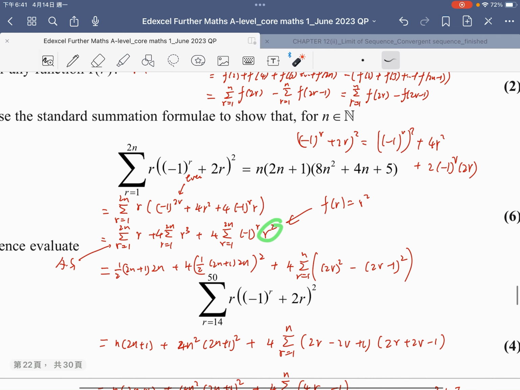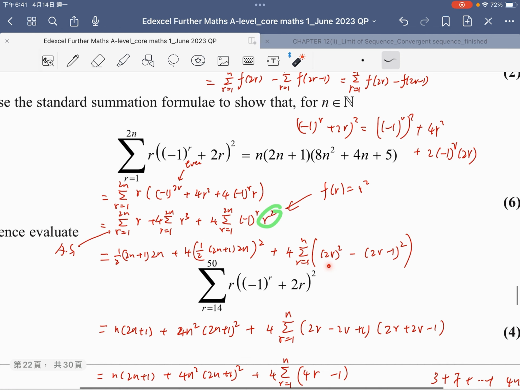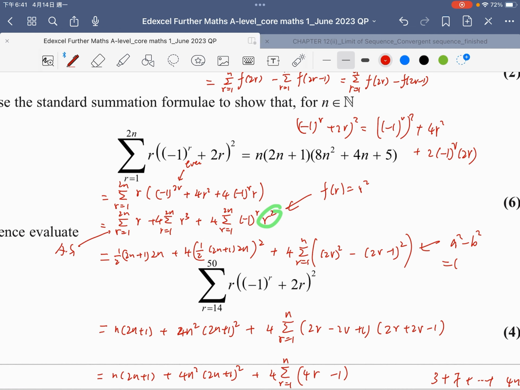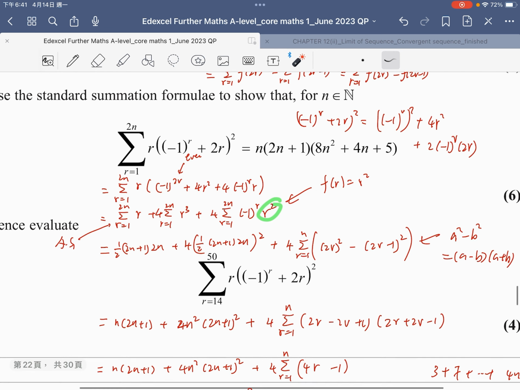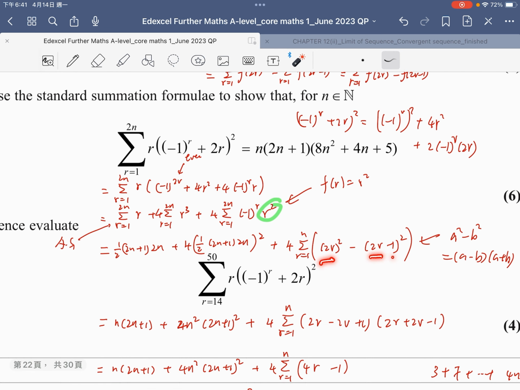So far we have simplified this summation into a relatively simple form. Next, we simplify this one: these two cancel, and this 1/4 also cancels with this one, and this becomes 4n squared plus 2n plus 1 to the power 2. And this one we can use the formula a squared minus b squared equals a minus b times a plus b. That means the difference of two squares would be 2r minus (2r plus 1).